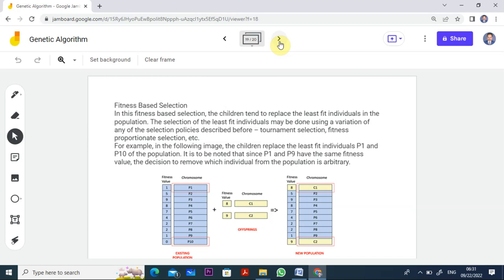Say for example, suppose you see the chromosomes P1 and P9. P1, what is the fitness? It is 1. P9, what is the fitness? It is 1. Are you getting me? So now I am going to replace them with C1 and C2. Sorry, not P9, I am selecting P10. Here it is 0. Okay. So C1 has a fitness value of 8 and C2 has a fitness of 9. P1 is replaced by C1 with fitness value 8, and P10 is replaced by C2 with fitness value 9. So this is also another way. It is purely based on fitness.